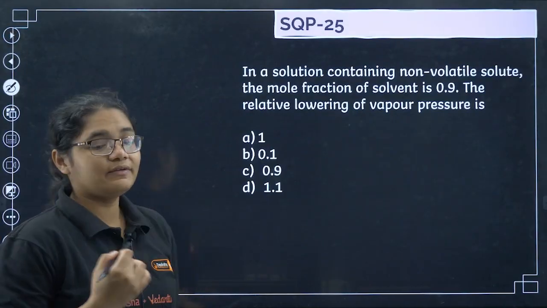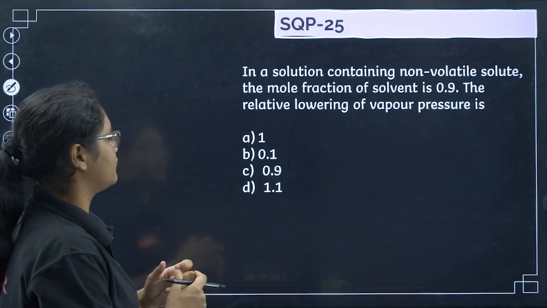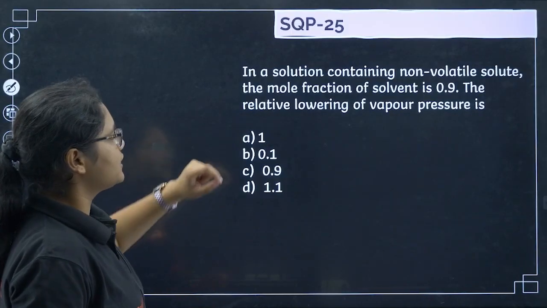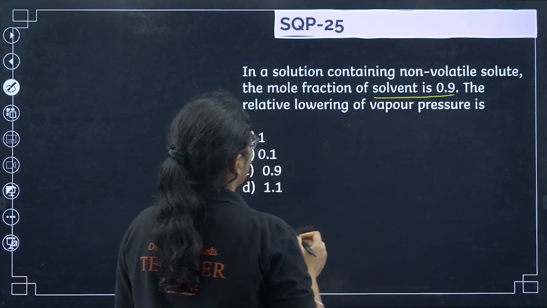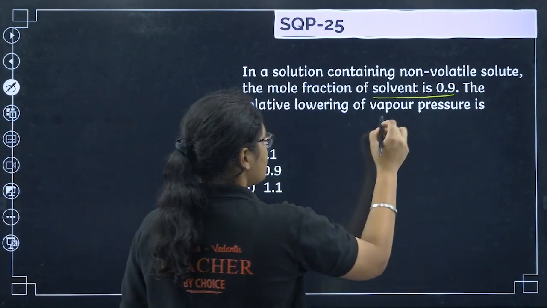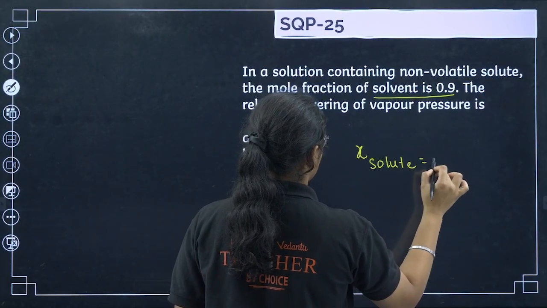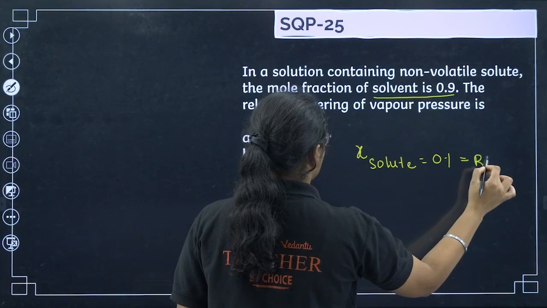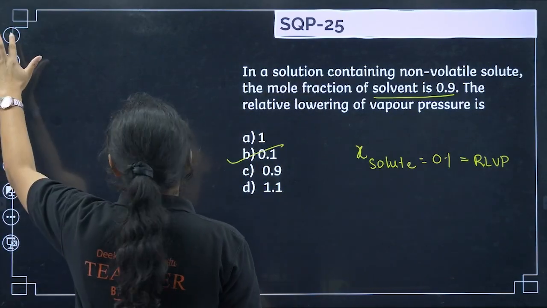Next, we have taken some questions from the sample question paper or model question paper of 2025. For a solution containing a non-volatile solute, the mole fraction of the solvent is 0.9, the relative lowering of vapor pressure is. I have already discussed this question. If the mole fraction of solvent is 0.9, then the mole fraction of solute will be 0.1, which is equal to the relative lowering of vapor pressure. So option B here.